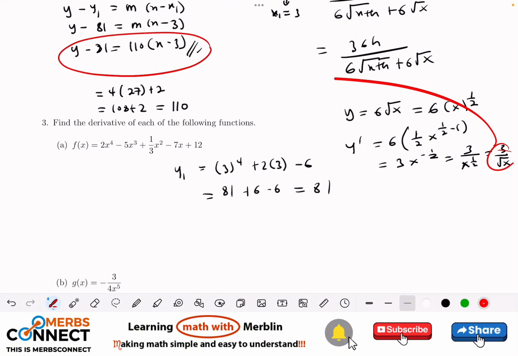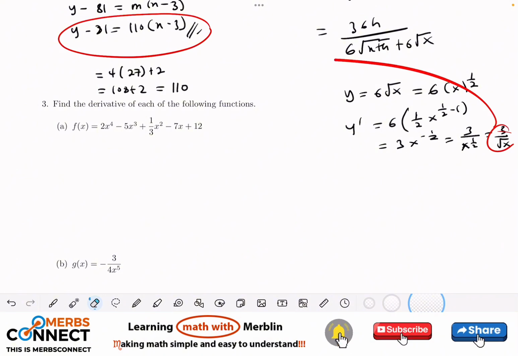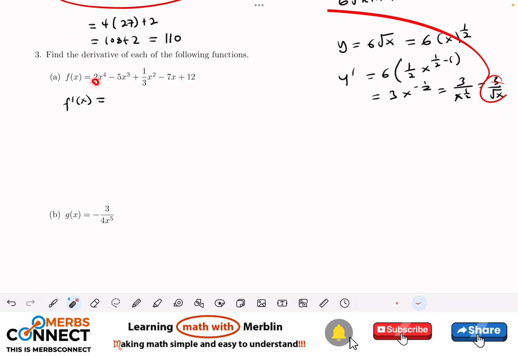Good. Now the next question is, find the derivative of each of the following functions. So now let's go through. Now we are not using the limit definition again, so we just use the power rule to go through the process, right? So what will be f prime of x? Using the power rule, there is 2 here, which is multiplying the function, so we just factor it out. Then we need to differentiate x to the power 4, which is going to give us 4x to the power 3, right?